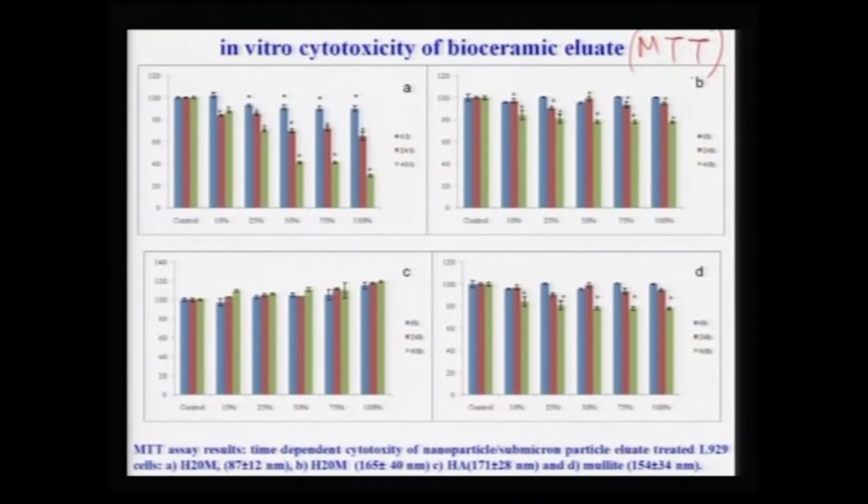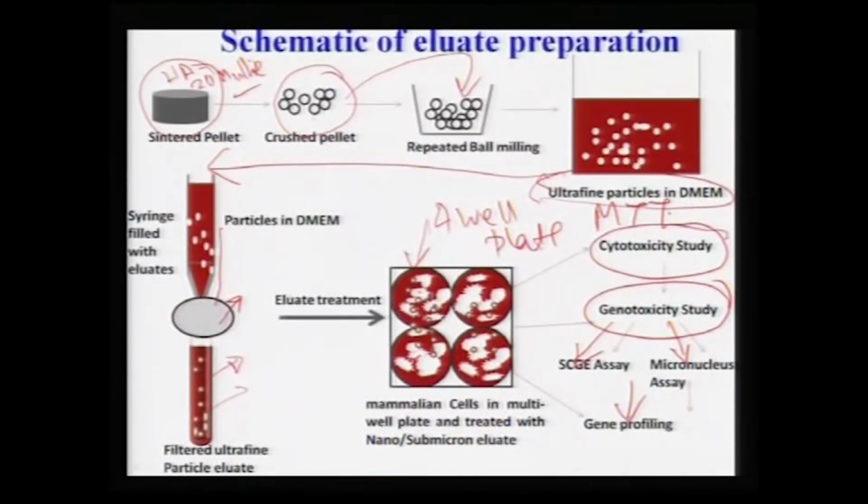Now, what you see here in the MTT results is that there are 10% to 100% eluate concentrations here, and this is control. Control means untreated cells. So, control means untreated human fetal osteoblast cells, and 10% concentration means that in this DMEM loaded solution, it has only 10% of the particles.